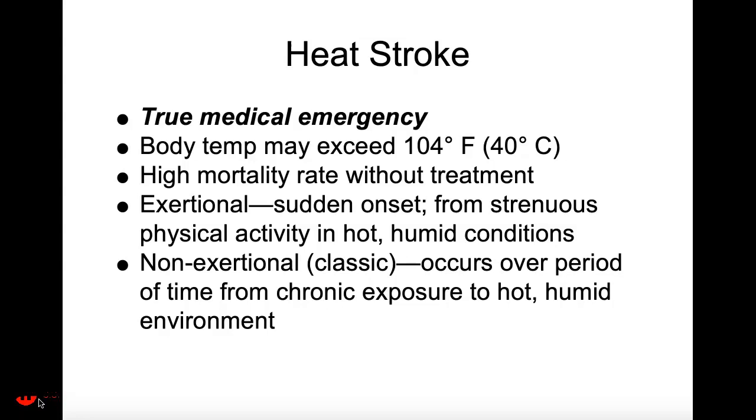There are two major types: exertional, which is a sudden onset, typically from strenuous physical activity in hot, humid conditions. And you might see this in runners. The next one is non-exertional, which is the classic. It occurs over a period of time from chronic exposure to a hot, humid environment. This is known as a classic heat stroke. We might see this in patients with homes without air conditioning. Mainly the ill and elderly patients end up with this in the emergency department.